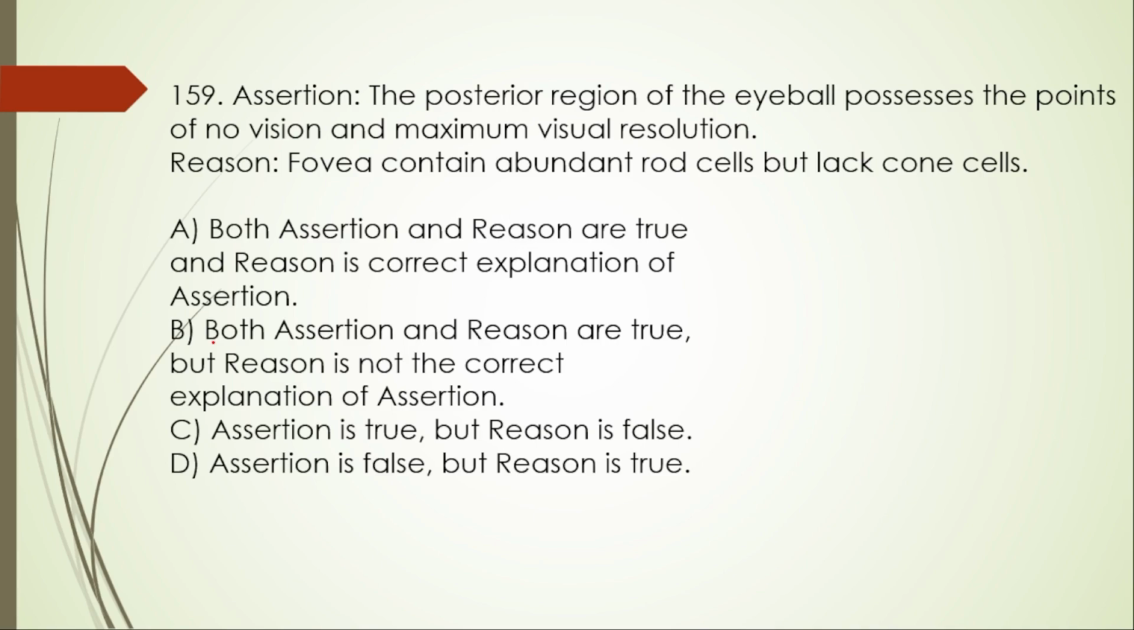159. Assertion: the posterior region of the eyeball possesses the points of no vision and maximum visual resolution. So here this assertion is true. Reason: fovea contains abundant rod cells but lacks cone cells. This one is false. So the right option is again C.